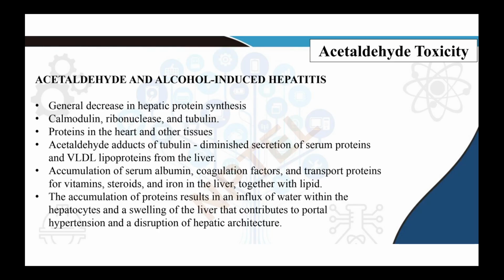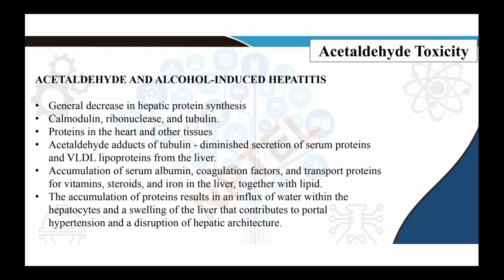How does it cause alcohol induced hepatitis? It generally decreases hepatic protein synthesis, like calmodulin synthesis, ribonuclease, and tubulin, and it can also decrease protein synthesis in the heart and other tissues. Acetaldehyde adducts of tubulin diminish the secretion of serum proteins and VLDL lipoproteins, and cause accumulation of serum albumin, coagulation factor, and transport proteins for vitamins, steroids, and iron in the liver together with lipid. All these are manifested by acetaldehyde.